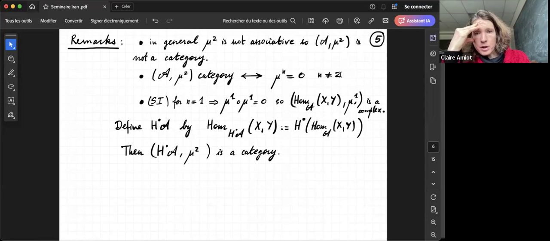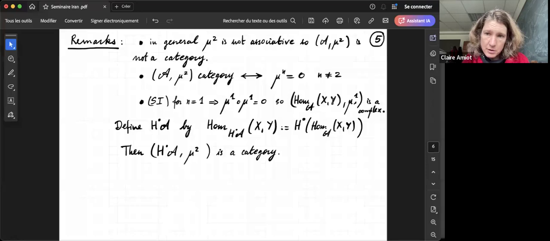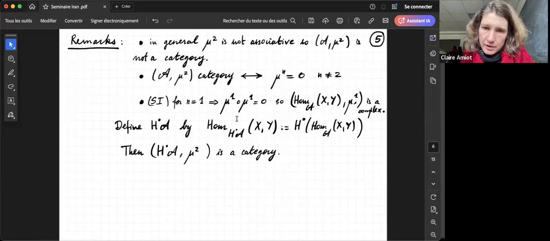And the third remark is that the Stasheff identities for n equal 1 say that the composition of mu1 with itself is 0. So this means that if I take the hom space between X and Y, any two objects in my category, together with mu1, remember that this is a graded vector space, and mu1 has degree 1. So it's a complex, because I have this vanishing condition that mu1 composed with itself is 0.